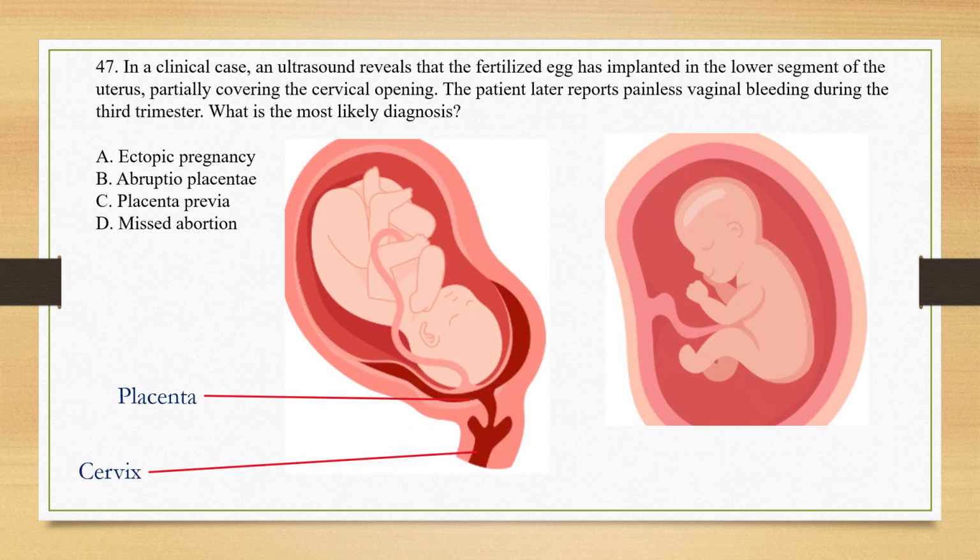Question number 47. In a clinical case, an ultrasound reveals that the fertilized egg has implanted in the lower segment of the uterus, partially covering the cervical opening. The patient later reports painless vaginal bleeding during the 3rd trimester. What is the most likely diagnosis? Here the right answer will be placenta previa. So in this diagram we can see placenta is covering the portion near to the cervical opening.